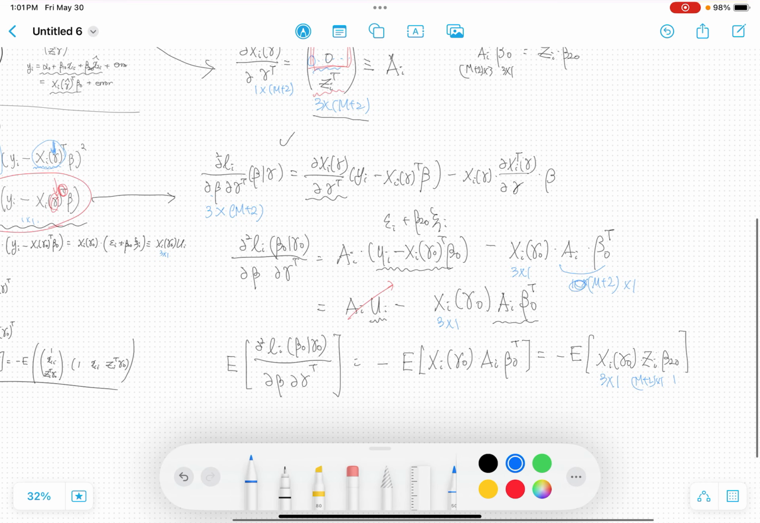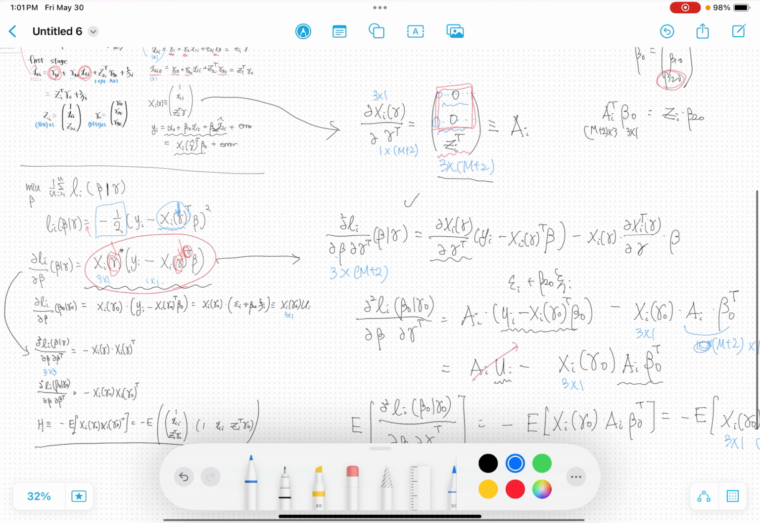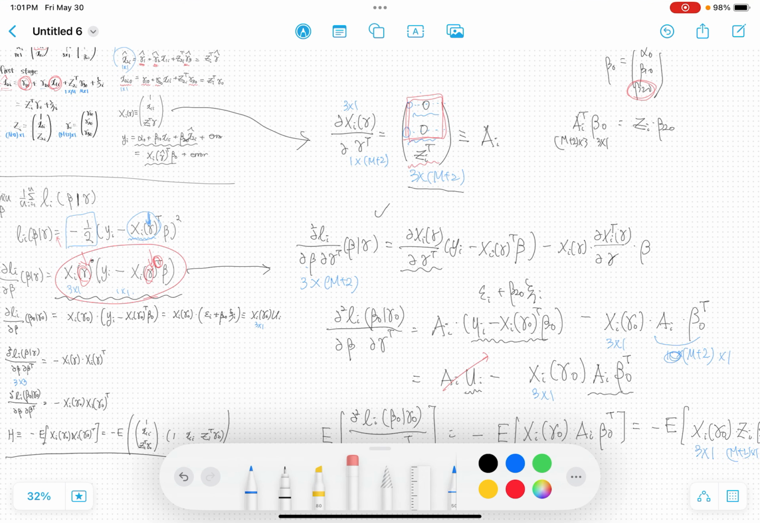Let me see. When you differentiate, I was wrong here. The problem was in here. When I differentiate with respect to gamma here, the dimension must be, it should be, let me erase all these.